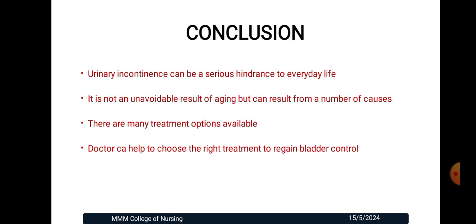Coming to the conclusion, urinary incontinence can be a serious hindrance to everyday life. It is not an unavoidable result of aging but can result from a number of causes. There are many treatment options available. Doctors can help to choose the right treatment to regain bladder control.